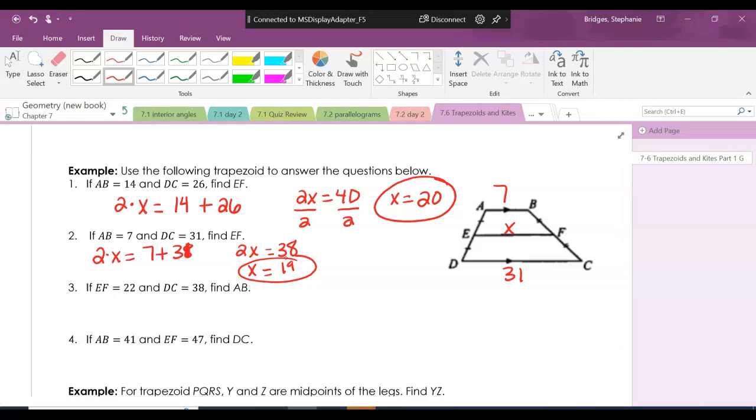Is everybody kind of okay with that? All right, now sometimes it's not the mid-segment we're trying to find. Sometimes it's the base, but the process is going to be the same. Erase what you have labeled. Let's look at number 3.